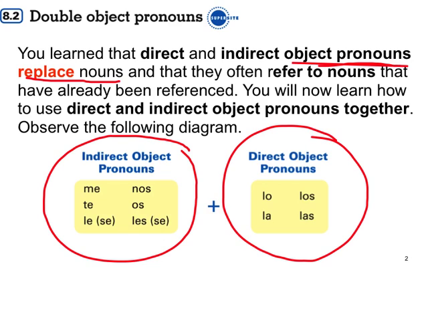Here they are. So here are the indirect object pronouns, the me, te, le, and then we have this little se here, and we'll talk about that in a minute, nos, os, les, and then we have another se. But our direct object pronouns, the ones that we will be using for double object pronouns, will be either a lo, la, los, or las. So that's what you need to remember. When it comes to double object pronouns, the direct object pronoun will be a lo, la, los, or las.